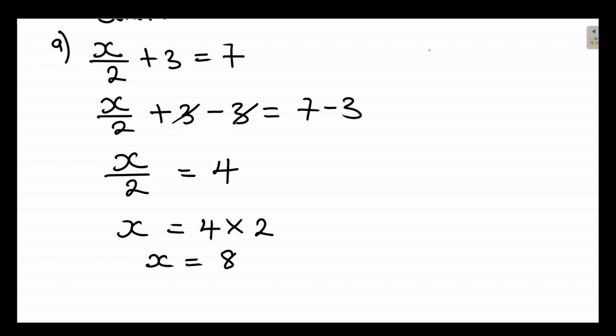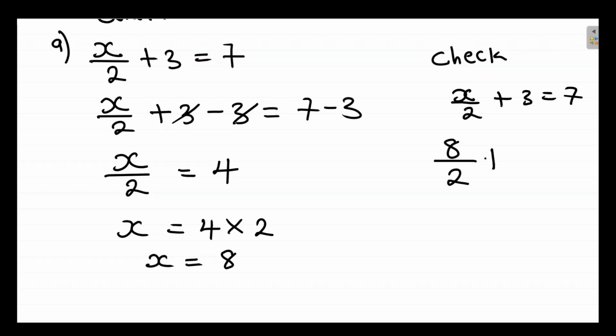Now let's check if our solution is correct. So we have that x divided by 2 plus 3 is equal to 7, and we are given that x is equal to 8. So we have 8 divided by 2 plus 3 is equal to 7. So 8 divided by 2 is 4, plus 3 is equal to 7. So 4 plus 3 is 7, and at the right hand side we have 7. Thus 7 is equal to 7.